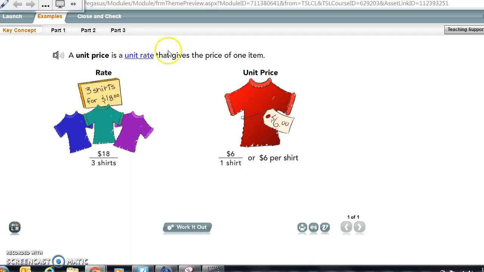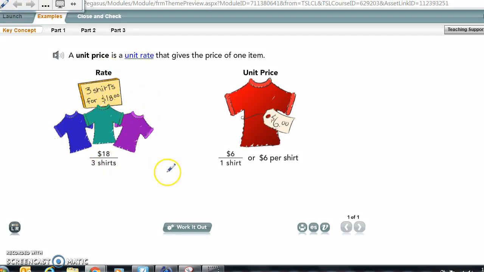So remember, unit or unicycle means one, is a price that gives you the price of one item. So if you're looking over here at this rate, pretend like we're at Aeropostale, there are 3 shirts here. And if the deal for the weekend is 3 shirts for $18, we want to know how great this deal is. So in order to do this, regardless of what store you're at, you need to make this into a unit rate. So you're not going to say shirts per dollar, you're going to say dollars per shirt. So they put $18 for 3 shirts.